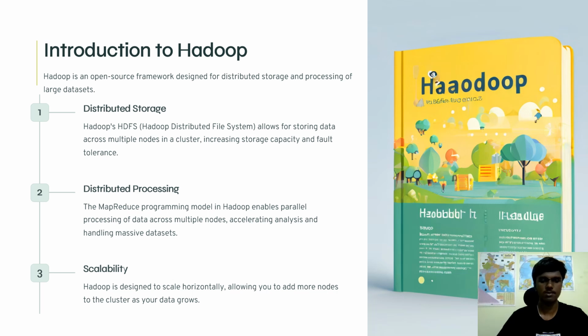Then we have distributed processing. The MapReduce programming model in Hadoop enables parallel processing of data across multiple nodes, accelerating analysis and handling massive datasets. The third one being scalability. Hadoop is designed to scale horizontally, allowing you to add more nodes to the cluster as your data grows.